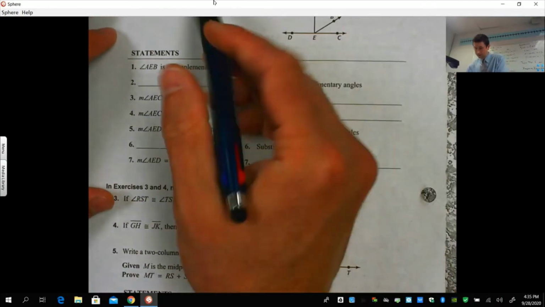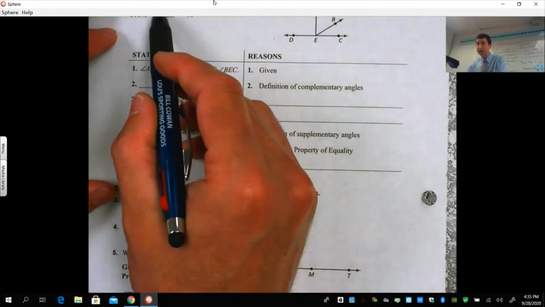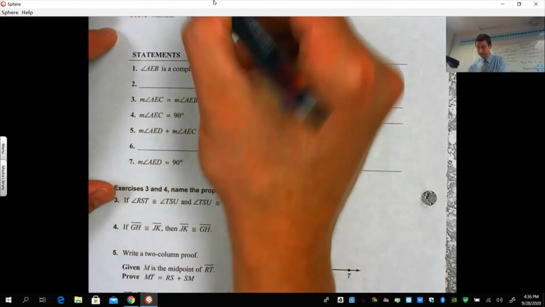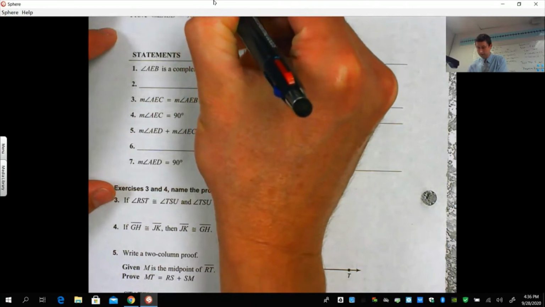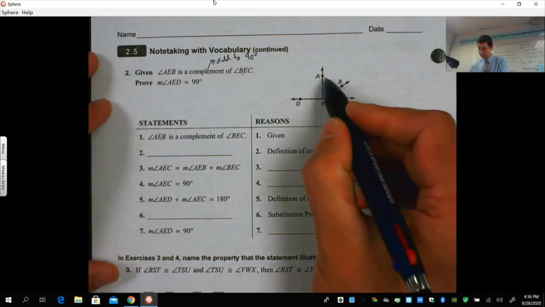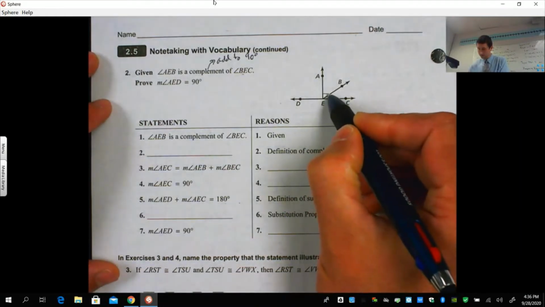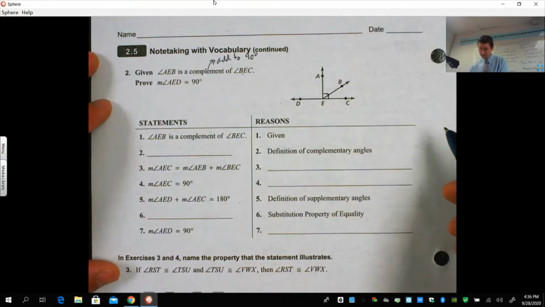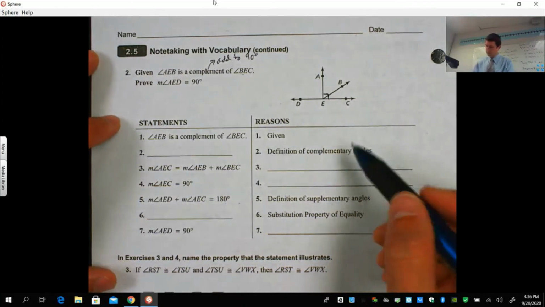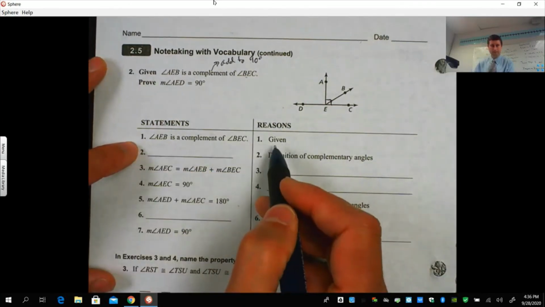Okay? So given, two more examples here. Given angle AEB is a complement of angle BEC. Remember complement. Whoops, there we go. Now we can see it. Sorry about that. AEB is a complement to BEC. So that means these two have to be a right angle. So notice I put little notes here to help me along the way to see what's going on. So they filled in the given for us.